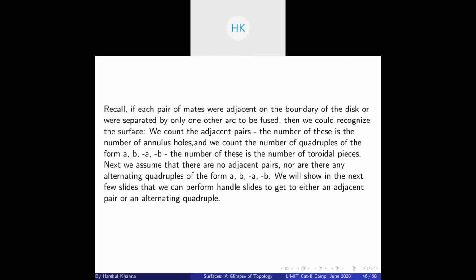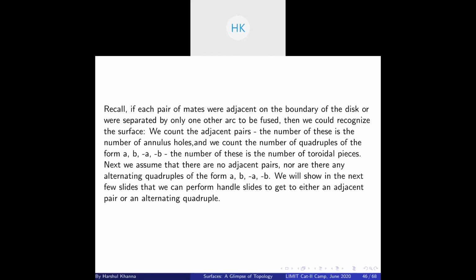Okay, so recall, if each pair of mates were adjacent on the boundary of the disk or were separated by only one other arc to be fused, then we can recognize the surface. Now what we do is basically we count the adjacent pairs. The number of these is the number of annulus holes, and you count the number of quadruples of the form A minus B up to permutations. The number of these will be the number of toroidal pieces.